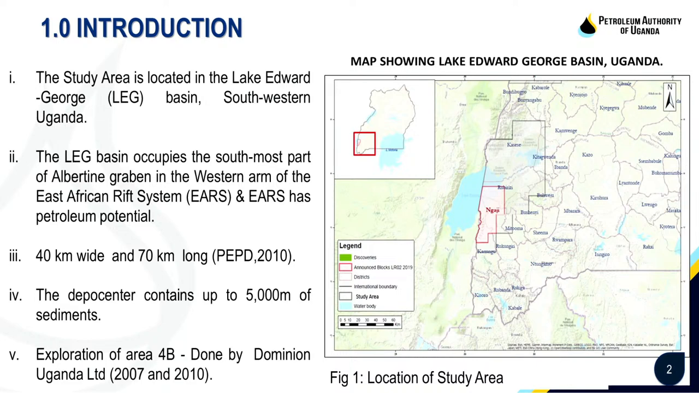In this area, exploration was done by Dominion Uganda Limited between 2000 and 2010. This area was initially block 4B, but we are lucky that part of this area is under licensing, because we know that to have sustainable development and production, we need to explore more oil and gas discoveries in Uganda. Also, we know that only 20% of the graben has been explored, so we need to make enormous studies to add on to the discoveries.